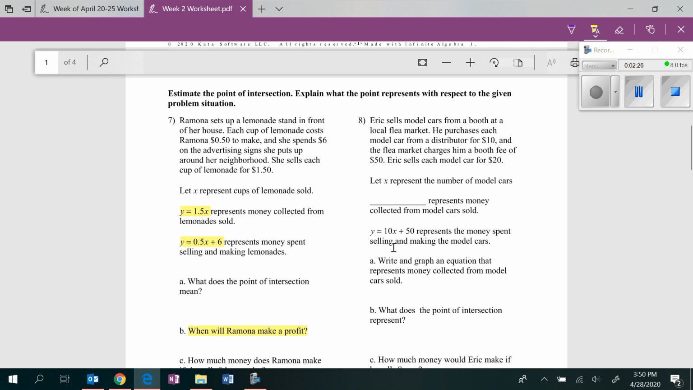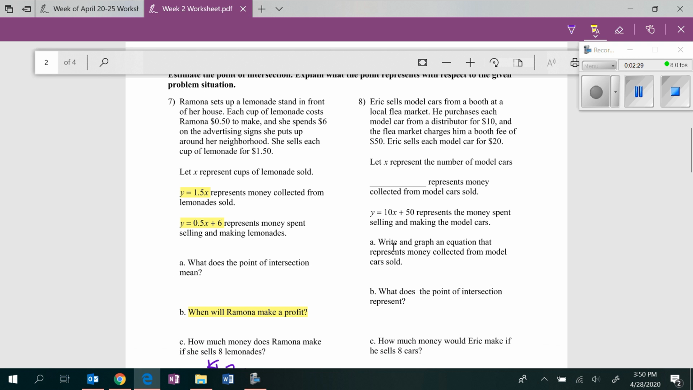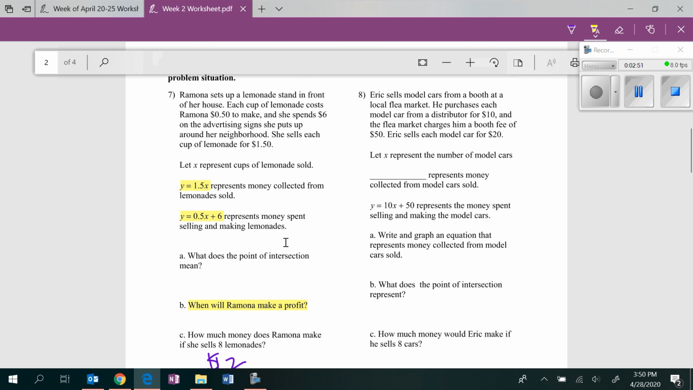As we went down, you're going to have two word problems. Number 8 will be for you to do. We talked about number 7 together, and how we have set it up for you. It already says let x represent the cups of lemonade sold, and here are the two equations that you're going to be looking at based on this story. So for number 8, you're going to set up one of the equations. The other one is given.